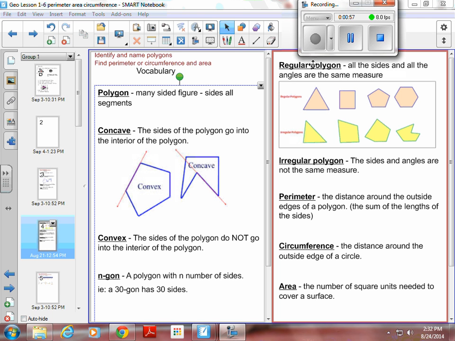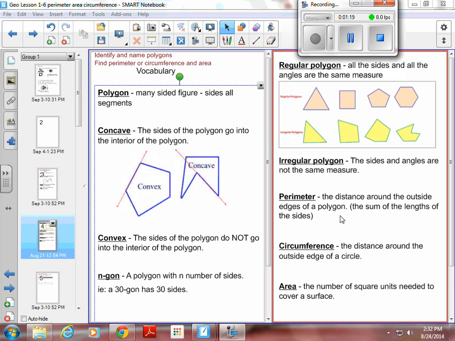Regular means all the sides are the same length and the angles are the same. So this would be a regular triangle or an equilateral triangle. This would be a regular quadrilateral or a square. This would be a regular pentagon and a regular hexagon. Irregular just means that the sides aren't the same length and the angles are not the same. So there's some examples there.